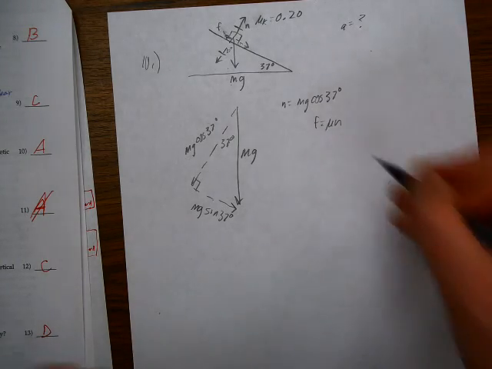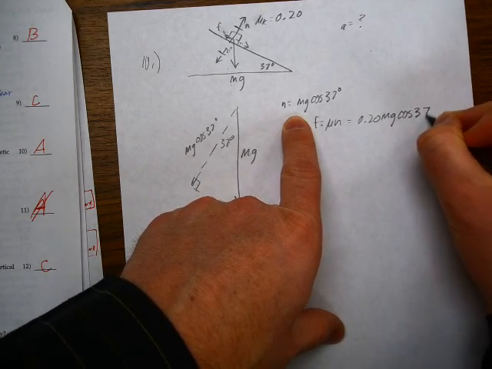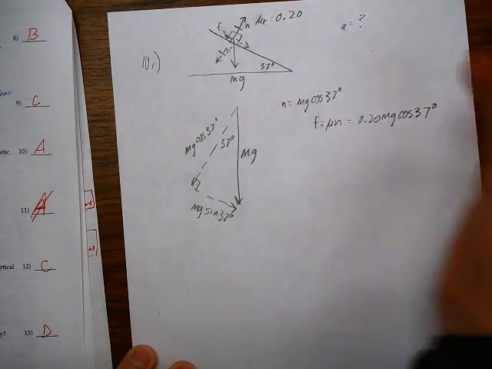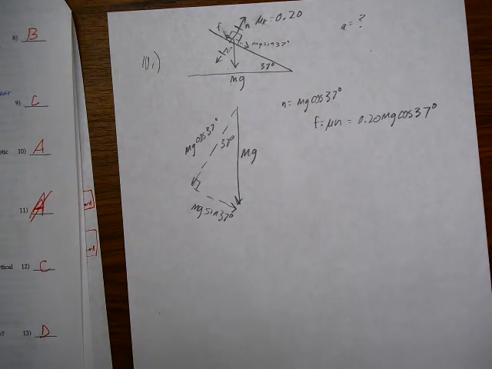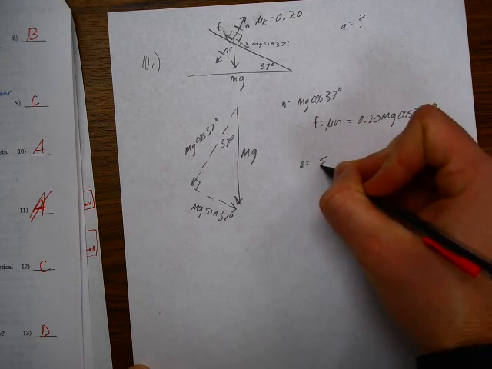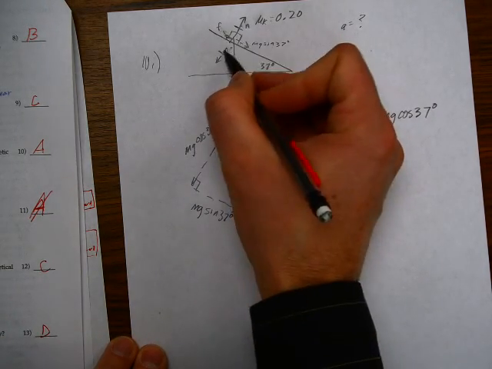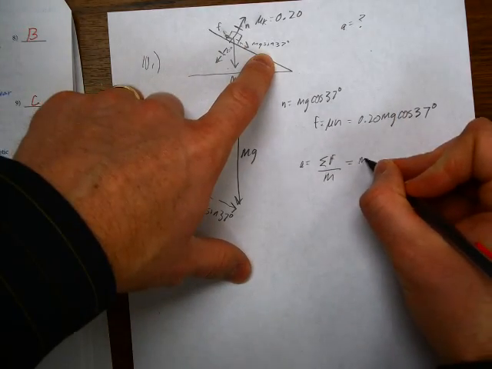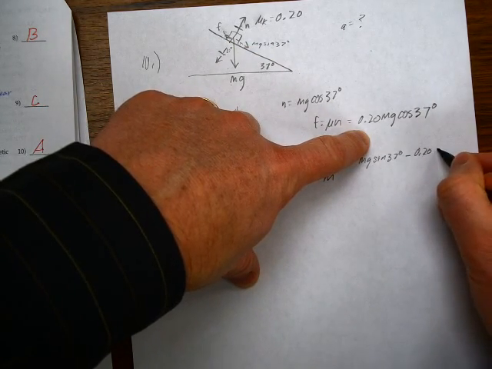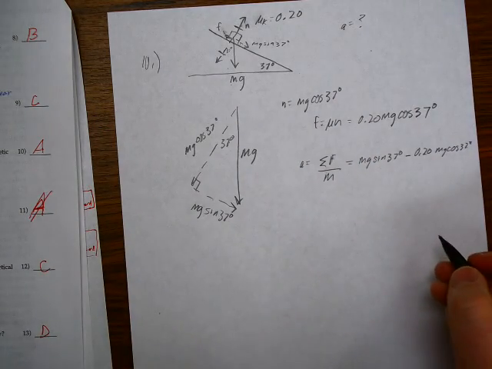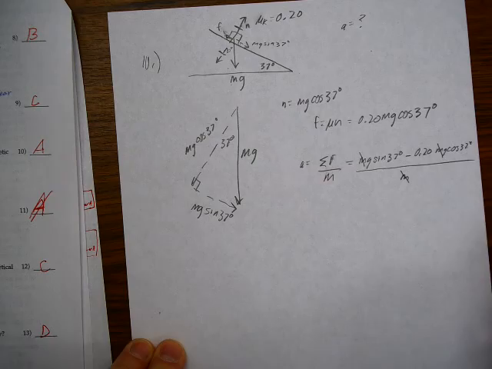So 0.20, and then we have mg cosine 37 for friction. This component is mg sine of 37. I still can't solve it yet, but I'm hoping that things are going to cancel out. So the acceleration would be the sum of the forces, or the net force, divided by the mass. The ones in the y direction cancel out, but I've got mg sine of 37 pulling down the hill minus friction, which is 0.2 times mg cosine of 37 resisting, fighting it up the hill. And there's an m on the bottom, which is just what I was hoping because now all the m's cancel out.